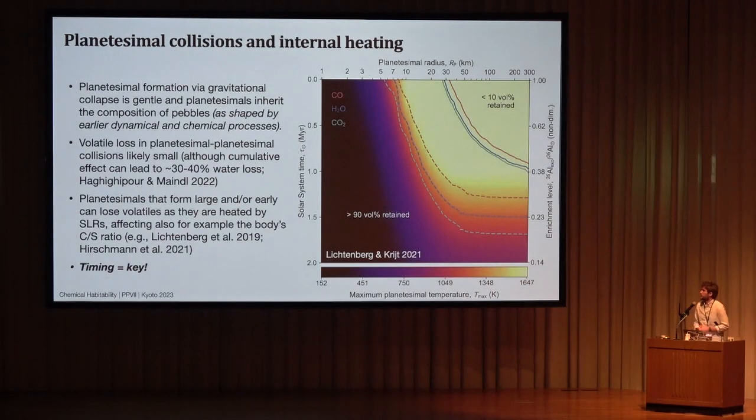Moving on, once your planetesimals form, we think they inherit the composition of the pebbles locally because gravitational collapse is fairly gentle. Volatile loss in collisions is probably small, but large planetesimals that form early, Tim talked about it, are expected to devolatilize and degas and lose all the volatiles as they are heated by short-lived radionuclides. So knowing where and when your planetesimals form is very important for this step because it controls their thermal evolution.